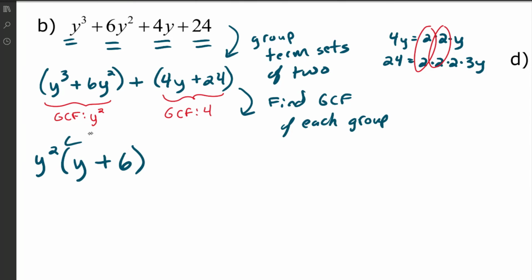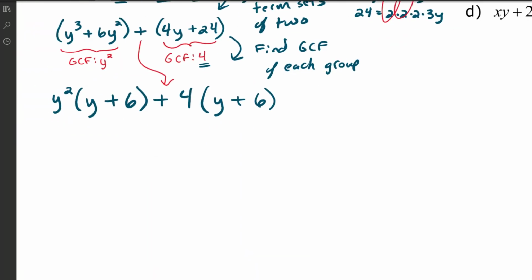So that's the GCF, so it'll be just 6 by itself. Plus, this is the plus sign. I just brought this plus sign down right there. And now my GCF is 4. I want to extract that from 4y. Well, that'll be just y left over. Plus 6 right there.